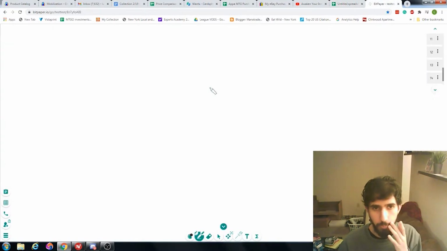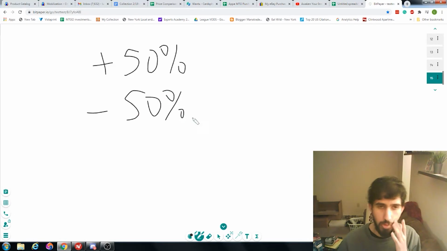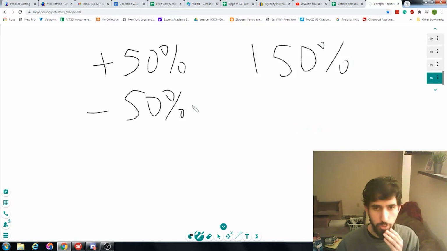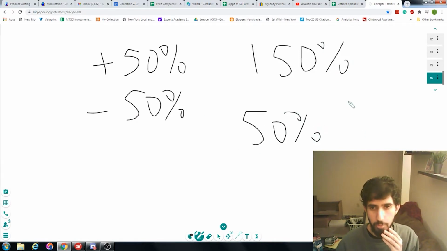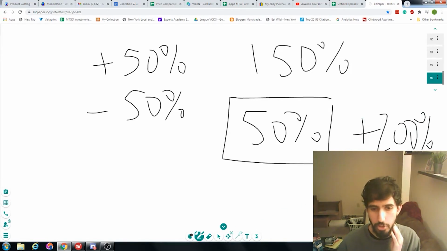But let's think about what if we gained 50% versus losing 50%? So when you gain 50%, you're up to 150% of your starting value. When you lose 50%, you're down 50%. But here, you lost half of everything. In order to break even, you need to go plus 200%. Or sorry, you need to go plus 100%. So it turns out that in order to undo a loss of 50%, you need a gain of 100%.